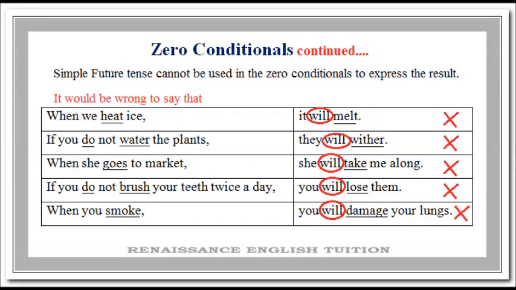Simple future tense cannot be used in the zero conditionals to express the result. It would be wrong to say that when we heat ice, it will melt. If you do not water the plants, they will wither. When she goes to market, she will take me along. If you do not brush your teeth twice a day, you will lose them. When you smoke, you will damage your lungs.